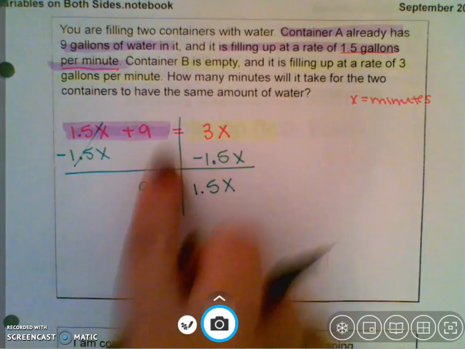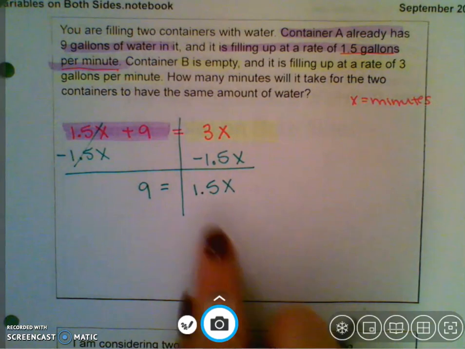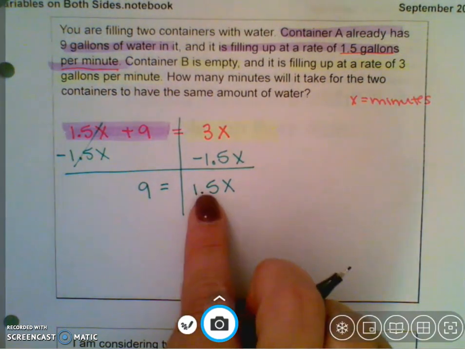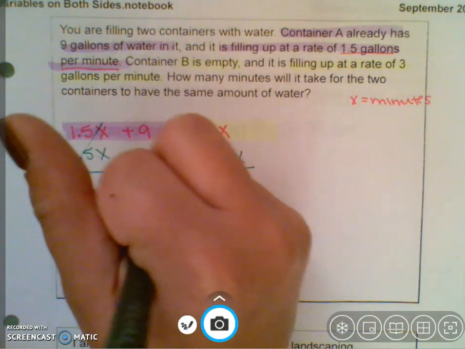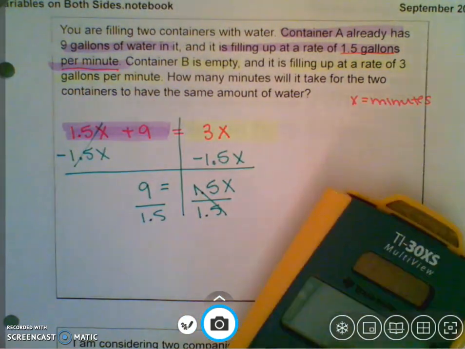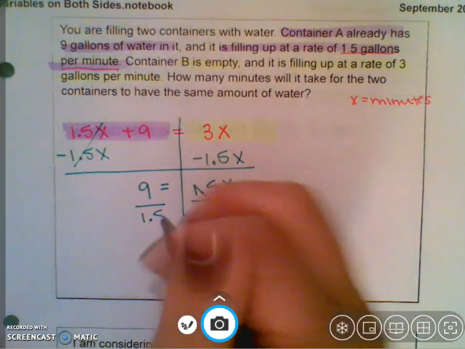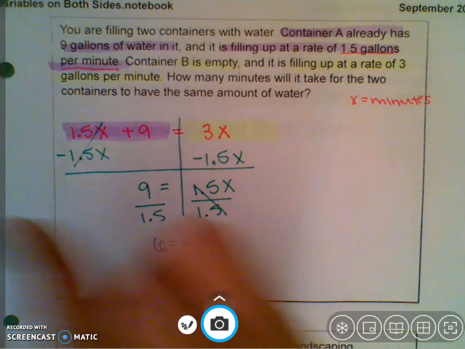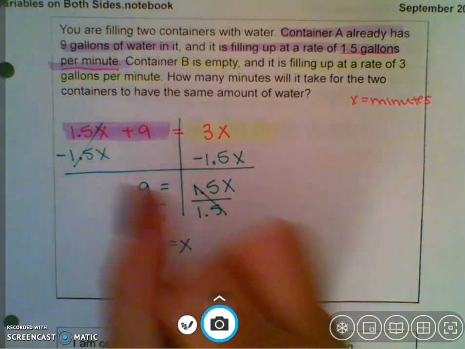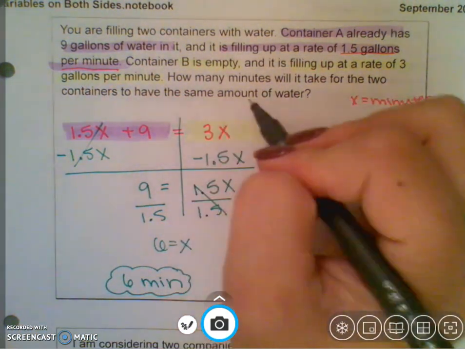Okay, the reason why I can add these together is because they both have an x. So don't leave that off. Your last step, because this is 1.5 times x, is divide by 1.5. So 9 divided by 1.5 gives you 6. Well, 6 what? How many minutes? So this took 6 minutes for both of them to be at the same amount of water.